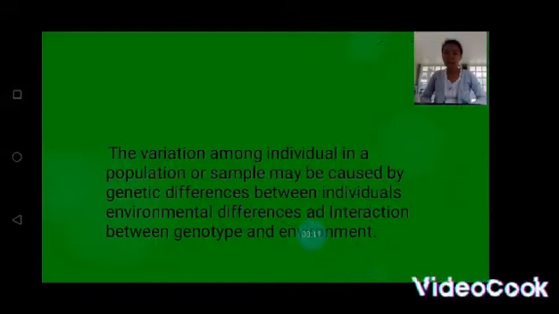Phenotypic variation among individuals in a population or sample may be caused by genetic differences between individuals, environmental differences, and interaction between genotype and environment. So, ang variation kay sa individual na population, kaya caused siya sa genetic differences between individuals, environmental, then ga-interact pod siya between genotype and environment.